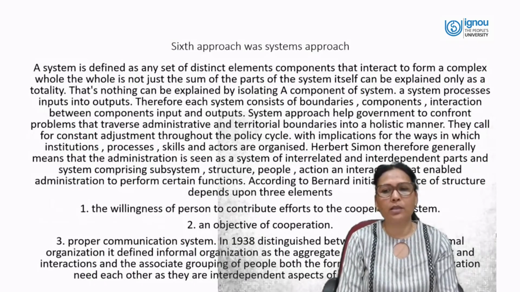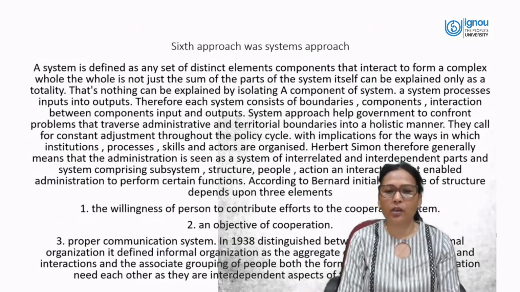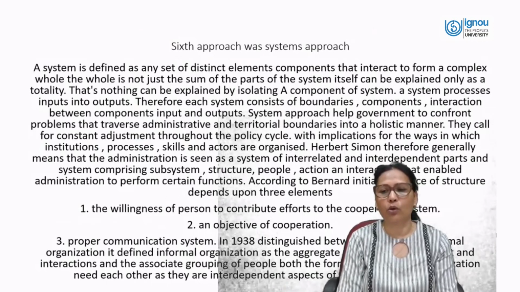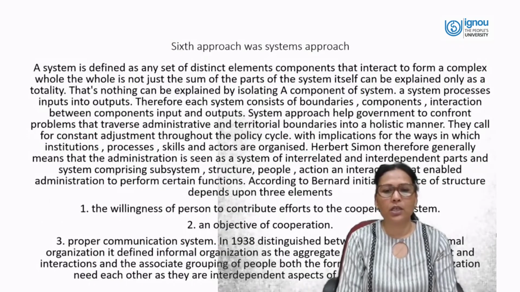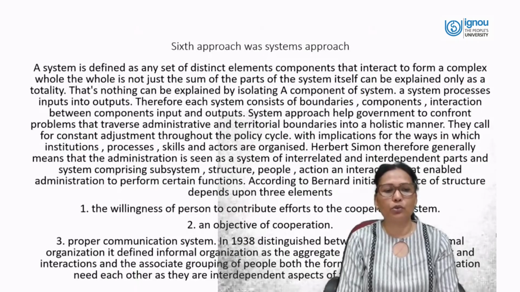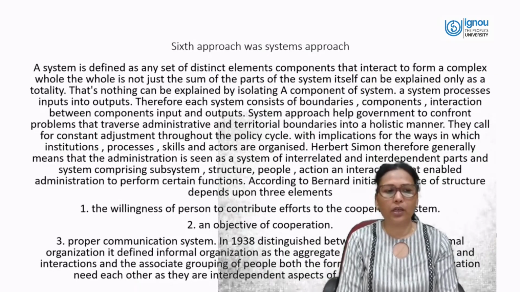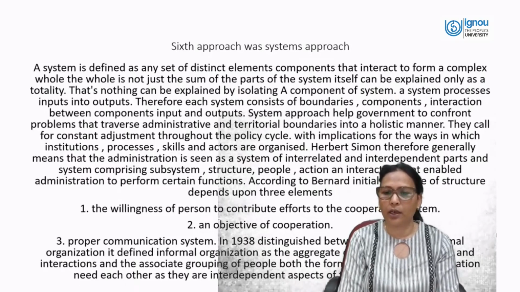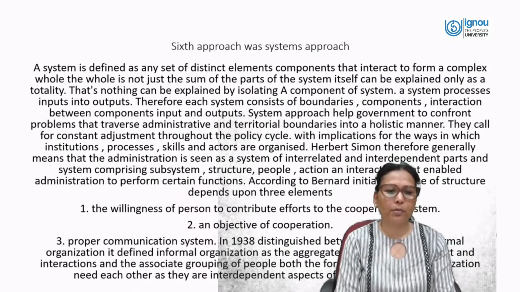The system approach also helps government to confront problems that traverse administrative and territorial boundaries in a holistic manner. They call for constant adjustment throughout the policy cycle, with implications for the ways in which institutions, processes, skills, and actors are organized. Overall, this means that administration is seen as a system of interrelated and interdependent parts, with the system comprising subsystems.